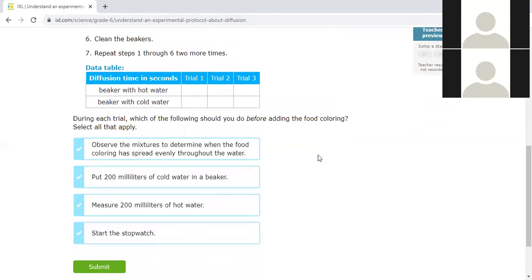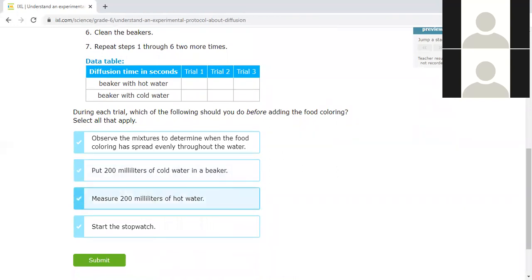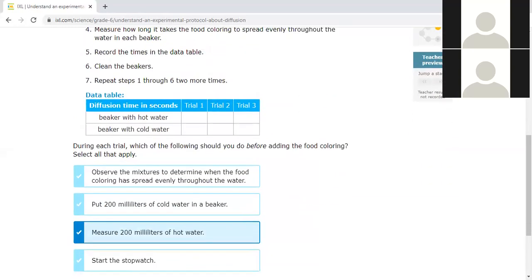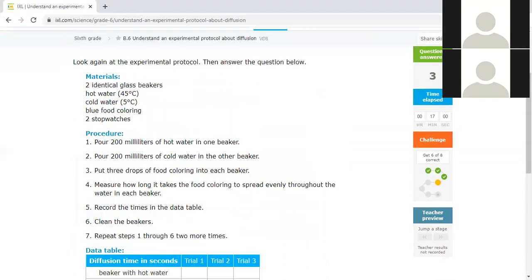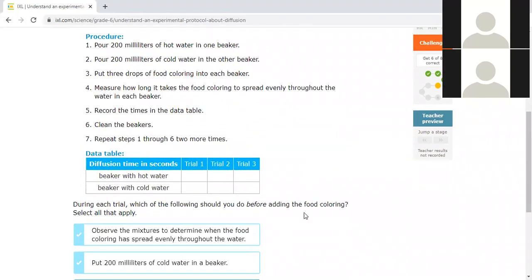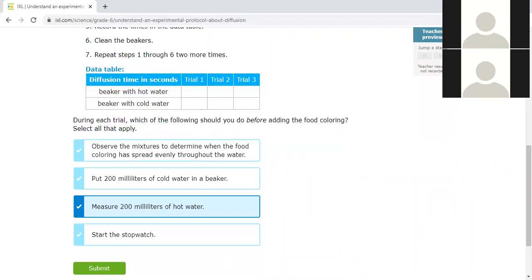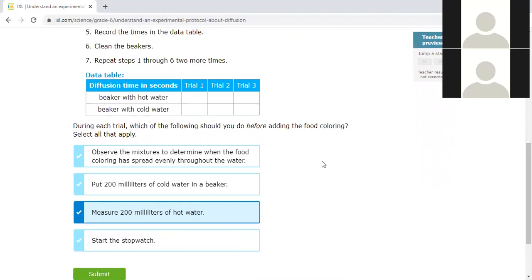Bebek, you think this one? Okay. Measure 200 milliliters of hot water. And remember, it says select all that apply. So are there any other ones that could work? Or we can do what Chantel did. Are there any ones that we know for sure don't work? Bebek, which one do you think it is or is not?